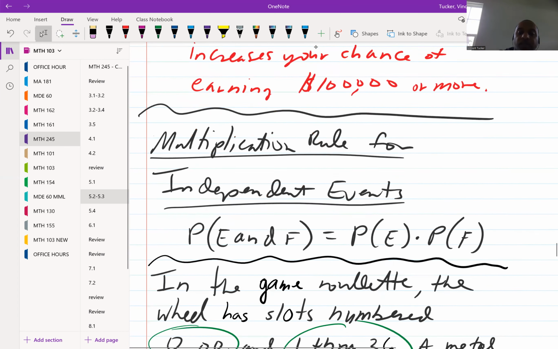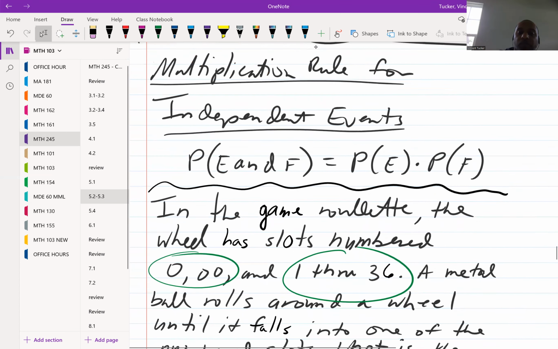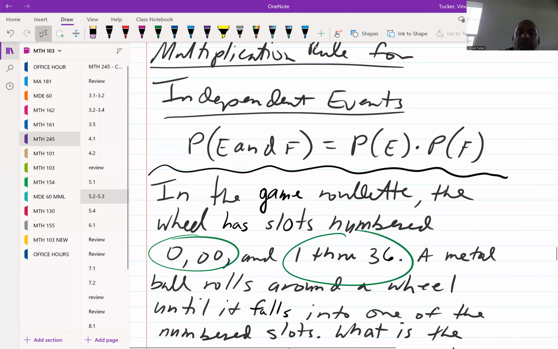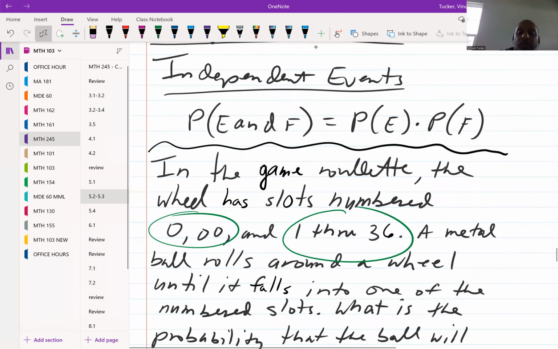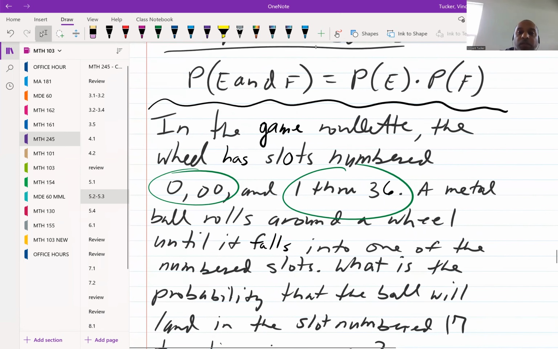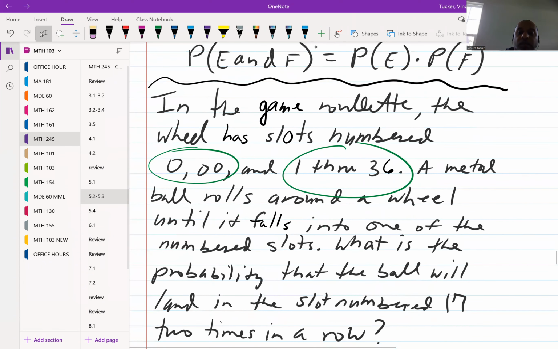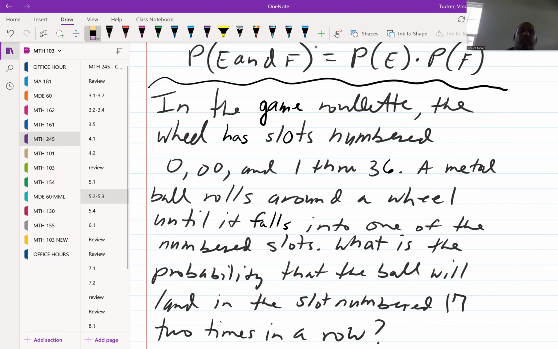All right, scrolling up. Anybody still copying the multiplication rule? All right. So let me erase this. So in the game roulette, the wheel has slots numbered 0, 00, and 1 through 36. A metal ball rolls around a wheel until it falls into one of the numbered slots. What is the probability that the ball will land in the slot number 17 2 times in a row?